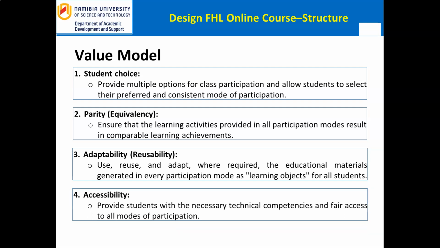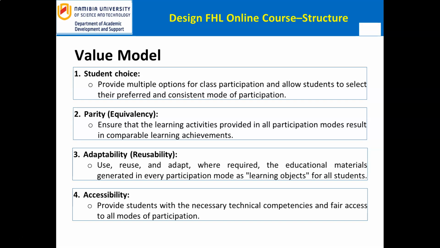4. Accessibility. Provide students with the necessary technical competencies and fair access to all modes of participation. Ensuring accessibility is a crucial factor that requires making all course materials and activities accessible and functional for every student. It involves providing text transcripts or closed captions for audio or video recordings where relevant. Also, making web pages and learning management systems accessible ensures that online discussions are friendly and well designed.